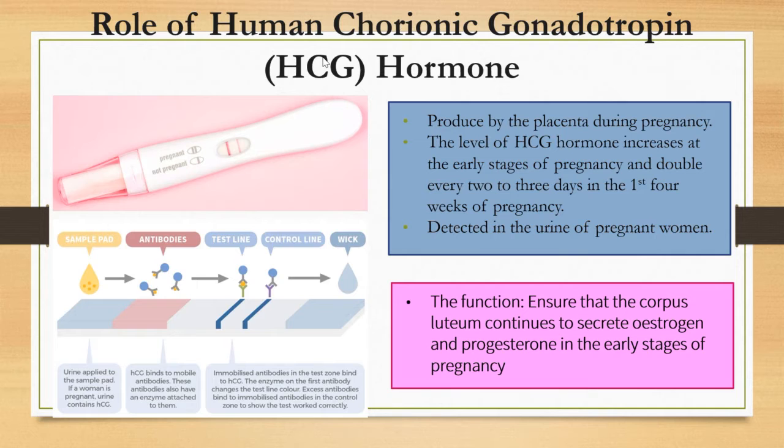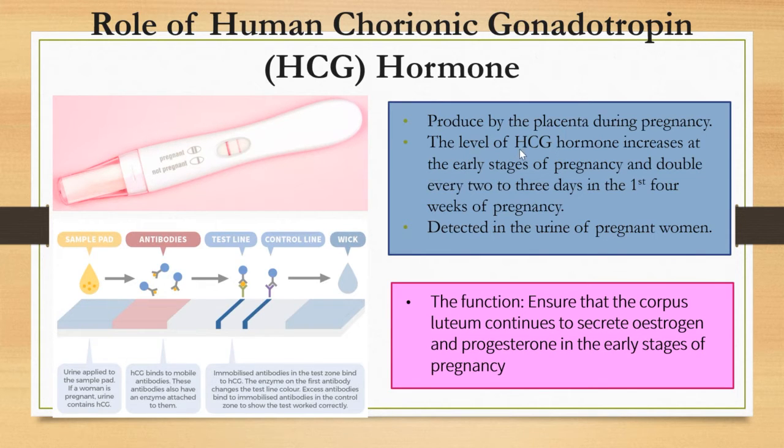HCG. The role of the human chorionic gonadotrophin hormone. So it is another hormone produced by the placenta. HCG is produced by the placenta during pregnancy. During pregnancy, there are three important hormones that relate to the pregnancy. What are they? They are estrogen, progesterone, and also HCG.